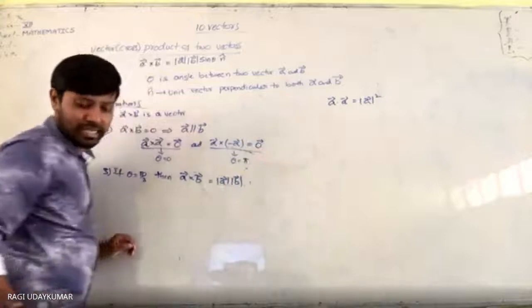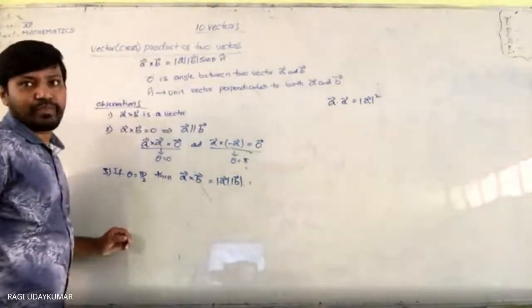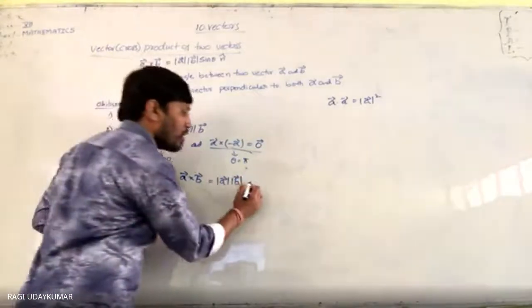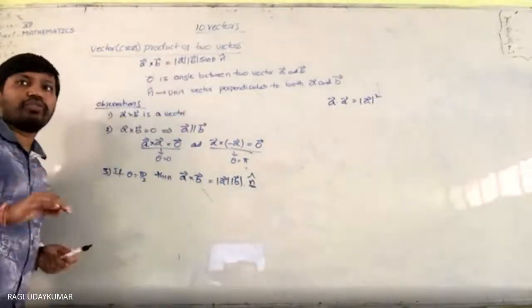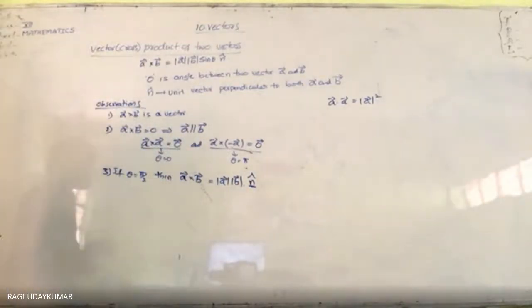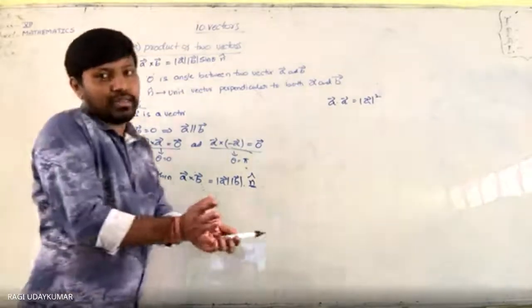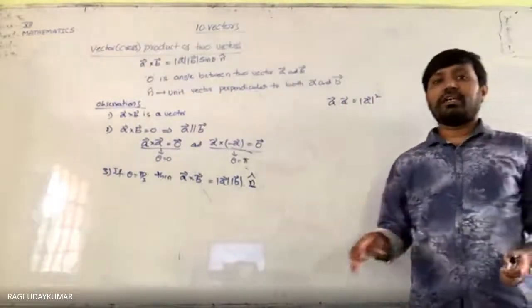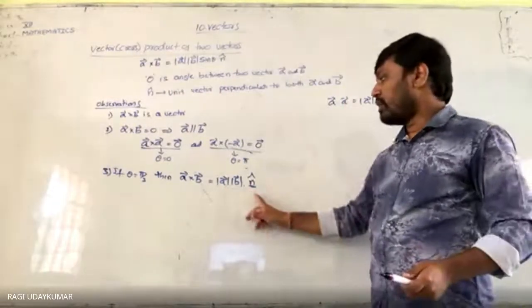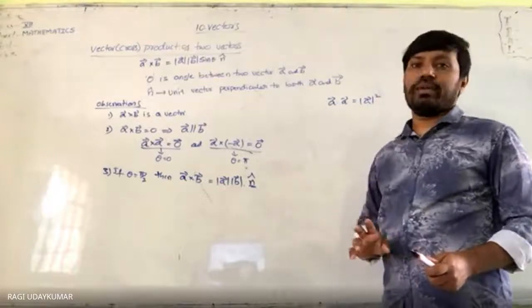N cap is what here? It's a unit vector. Here you are going to get n cap. N cap is a unit vector. So when theta is equal to pi by 2, and the two vectors are perpendicular to each other, their cross product will be equal to a vector. But you are going to get a unit vector into this product.